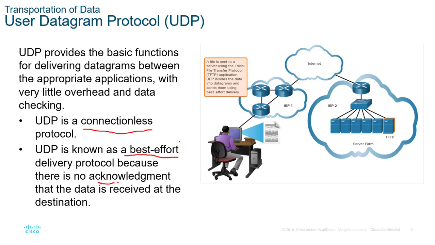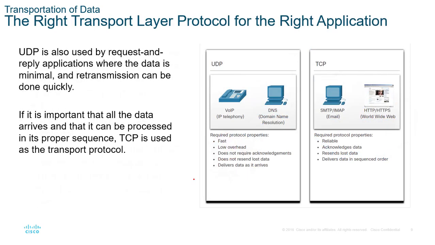There's no acknowledgement that the data is received at the destination, and there's no retransmission of data that has been lost. So UDP is typically used by request and reply applications where the data is minimal and retransmission can be done quickly, and that retransmission can be done via the upper layer application layer protocol. It doesn't require that service from the lower layers of the TCP/IP stack.